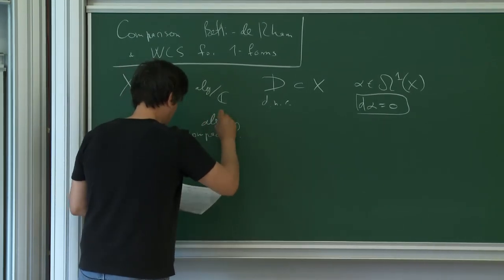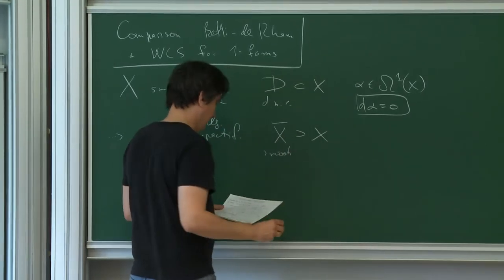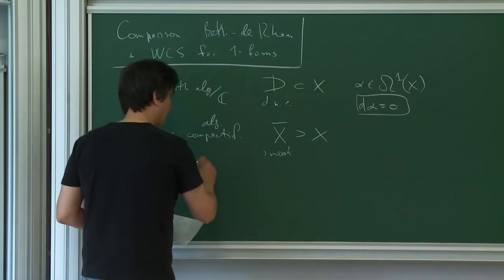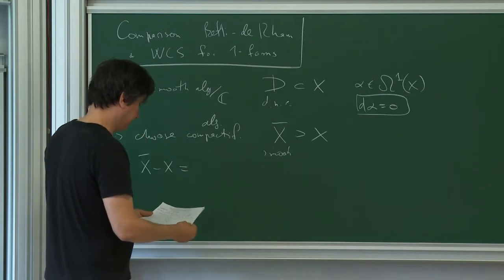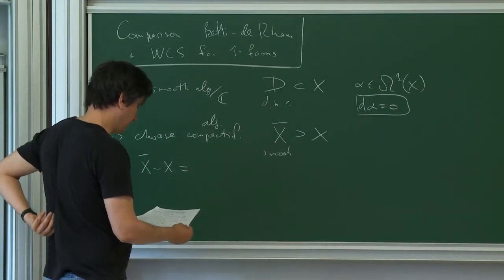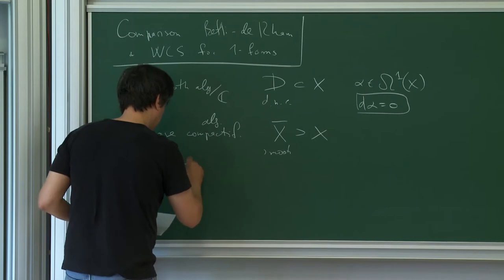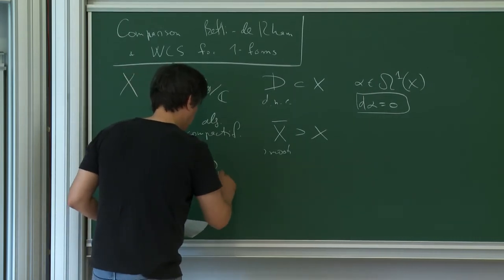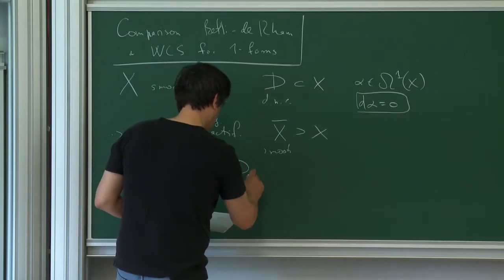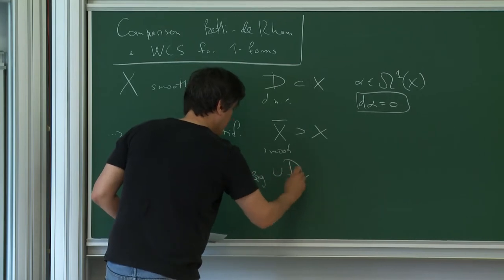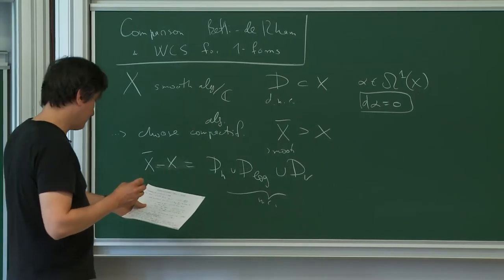Before that, let me choose some compactification, which one can easily show to exist. An algebraic compactification, X bar, which is smooth. And the complement to X contains some divisor. It's a divisor which consists of three parts. It's again a normal crossing divisor: horizontal, logarithmic, and vertical. I'll explain it in a second.